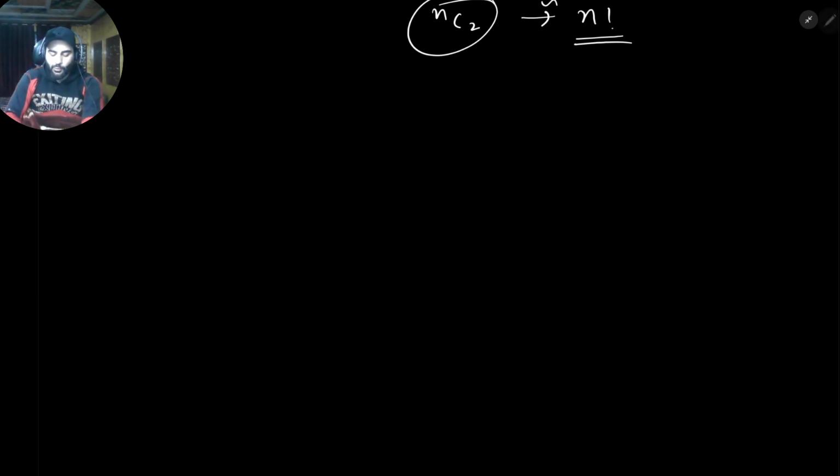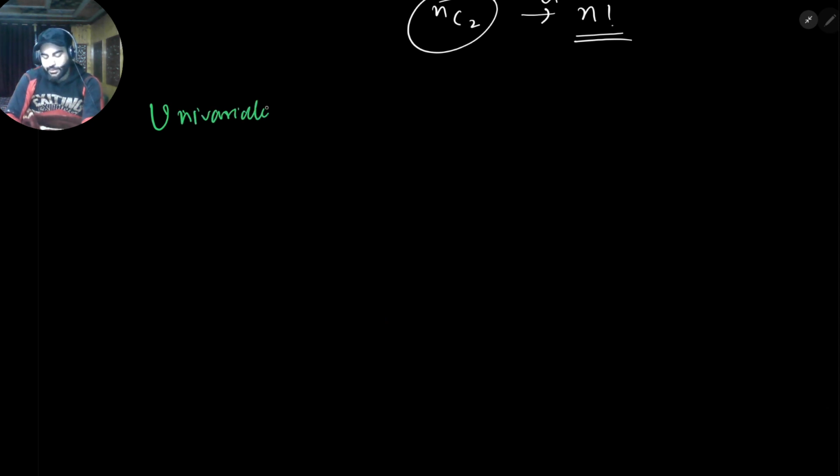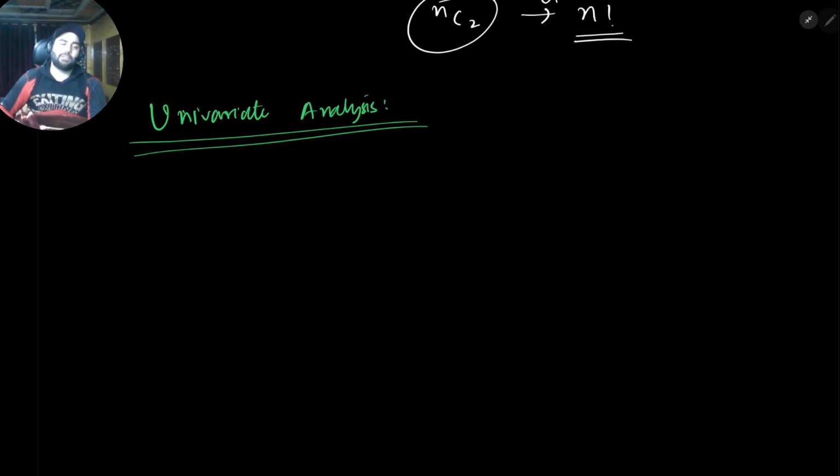So now we'll do what's called univariate analysis. Maybe we'll just read the theory about univariate analysis, and then in the next session we'll write the code related to our dataset to understand it better.